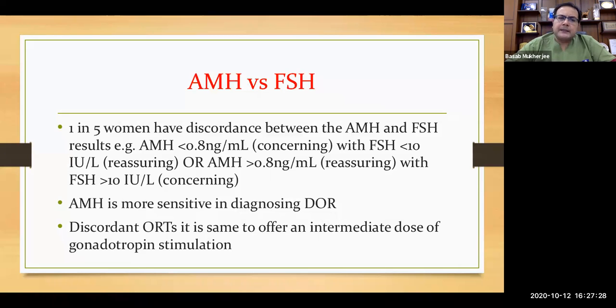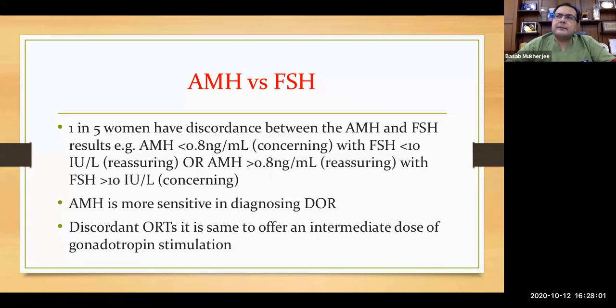Like here, in 20% of cases, AMH may be less than 0.8 nanogram per ml, which is concerning, but FSH is less than 10, which may be reassuring, or AMH is more than 0.8 nanogram per ml, which is reassuring, but FSH is greater than 10, which is concerning. So if the results are not matching, then you may have to go more with the AMH, because that is more sensitive as far as diagnosing decreased ovarian reserve is concerned.